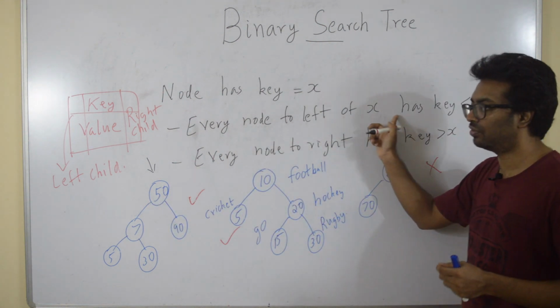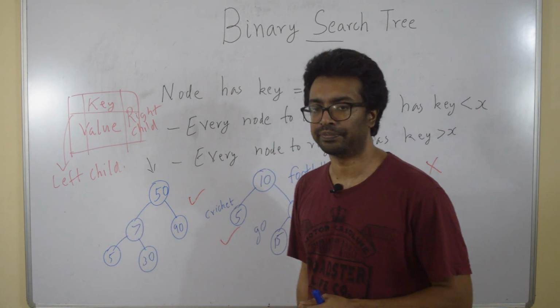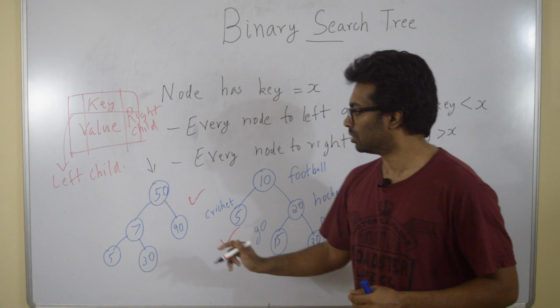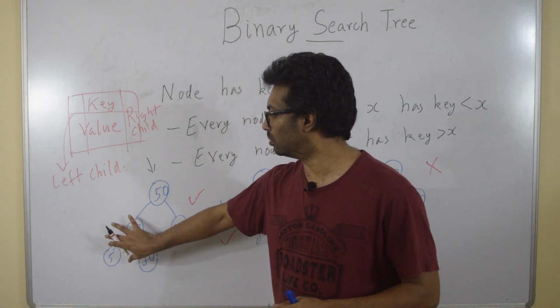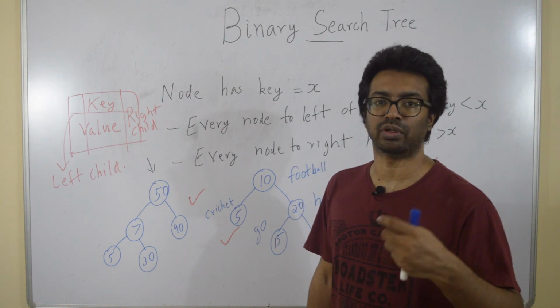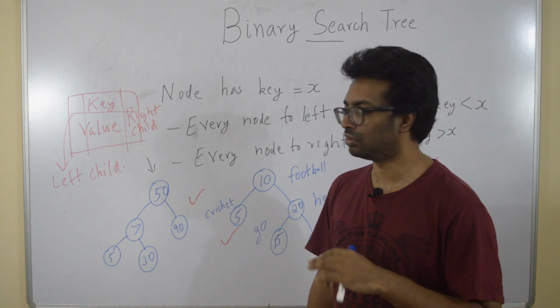Every node to the left of x has key less than x, and every node to the right of x has key greater than x. So 7 can't be on this side, so I go to this node. I go to this node and I see that it's 7, so I know 7 is there. I return its value. Good.